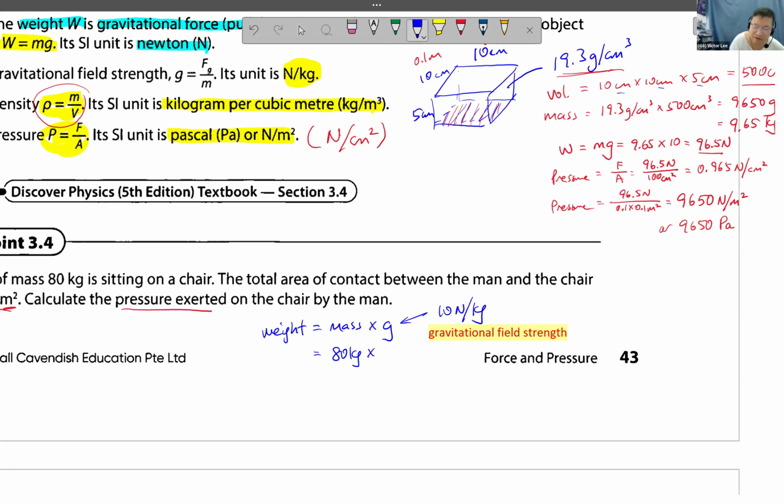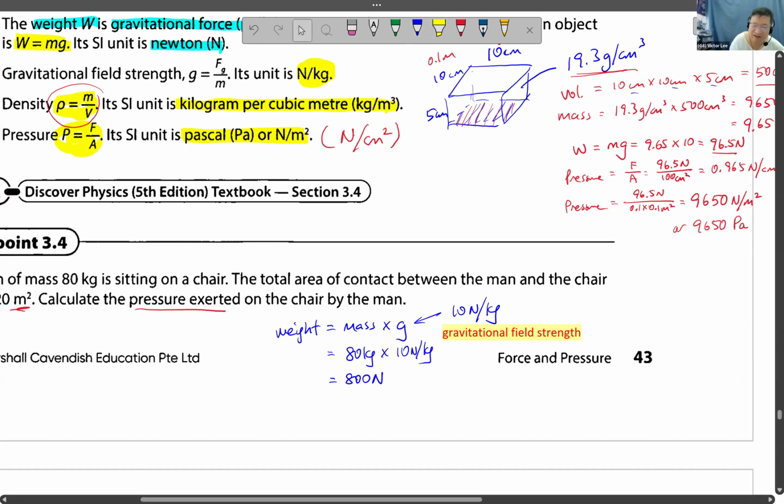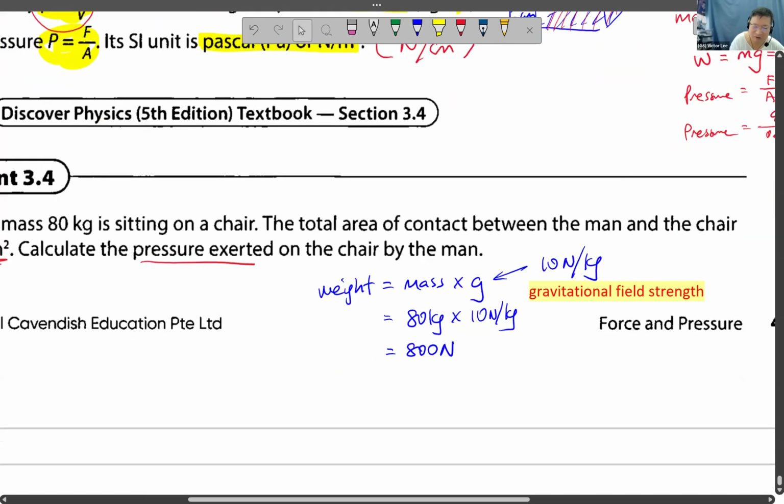What did my answer be? 800. Yes, 800 what? 800 Newton per, wait. Not yet, not yet. 800 Newton only. Okay, no per. Now you find me pressure.